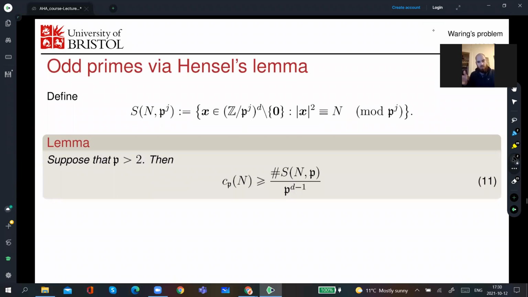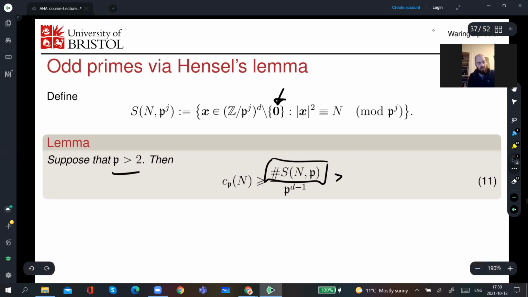To do this, let's just introduce a little bit more notation. I'm going to take the sphere, mod p to the j, of radius root n as this. But I'm going to ignore the point 0, the origin, inside Z mod p to the j to the d. And now if my prime is odd, meaning greater than 2, the C_p factor is bounded from below by this. Which means that we only have to prove that there is a solution for each n, because then this is going to be greater than 0.